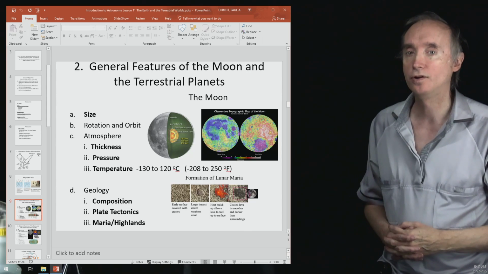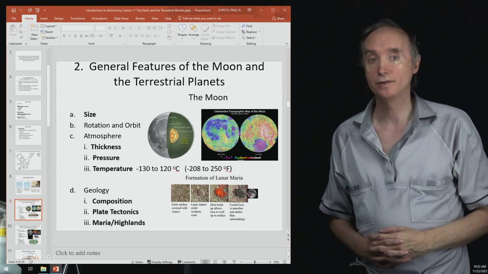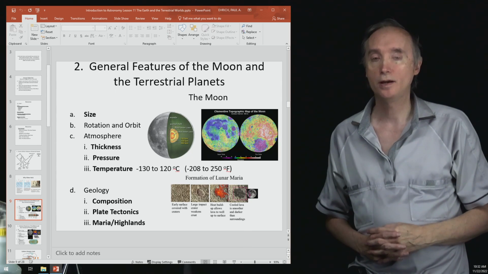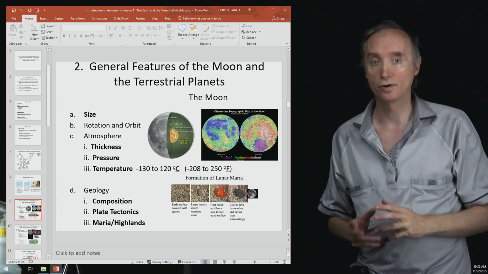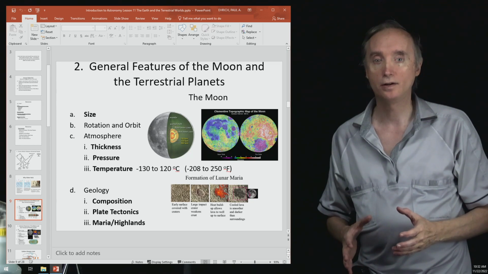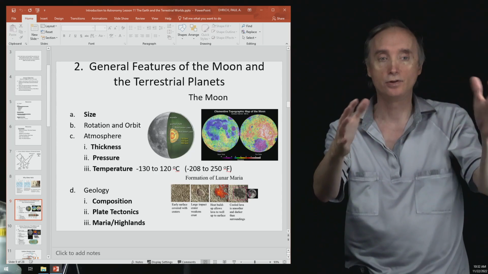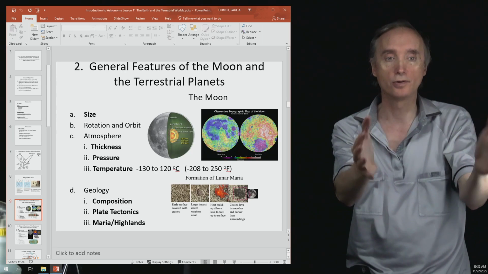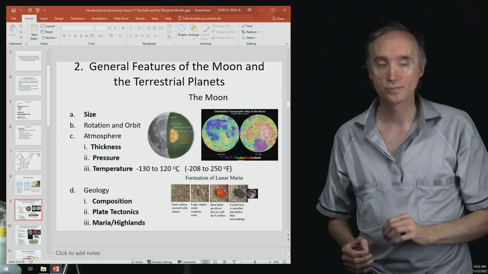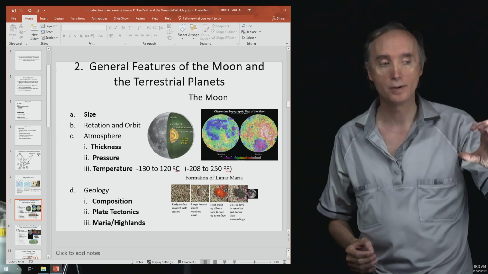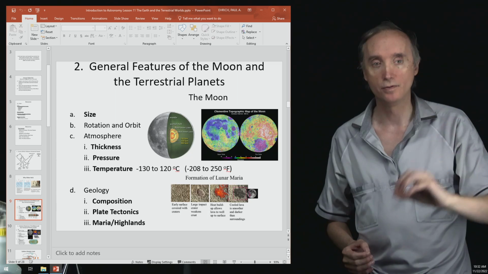So, the first thing that you notice about the moon is its size. It's only going to be about 1/4 the size of the Earth. To give you an idea, if you imagine that you have your typical Earth globe, which is about this big, and then a tennis ball, that tennis ball would be about the size of the moon.